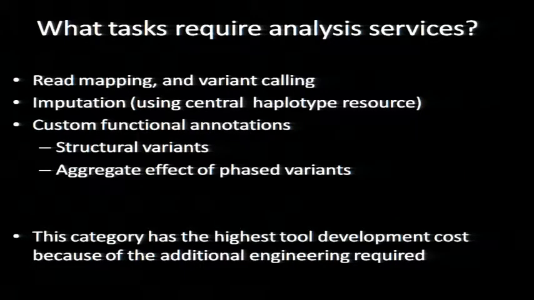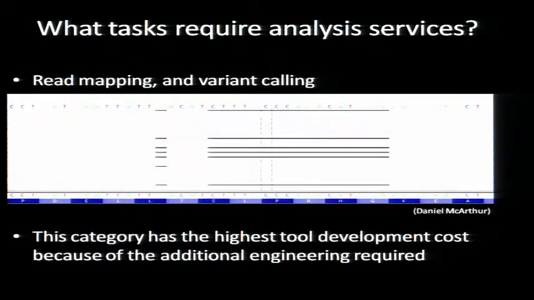Customized functional annotations are not practicable to compute. You can't foresee any possible structural variation, genome rearrangement, or deletion. Then there is the aggregate effect of phased variants. This is a slide from Daniel MacArthur. We often see in the 1,000 Genomes Project that consecutive indels, if considered in separation, introduce frame shifts, but they are always observed in an individual in phase, in which case the frame is restored. These are the kind of things, again, that you can't really pre-compute. You need dynamic computations for these.